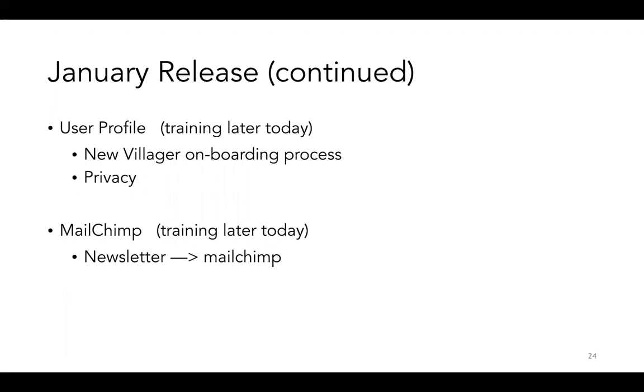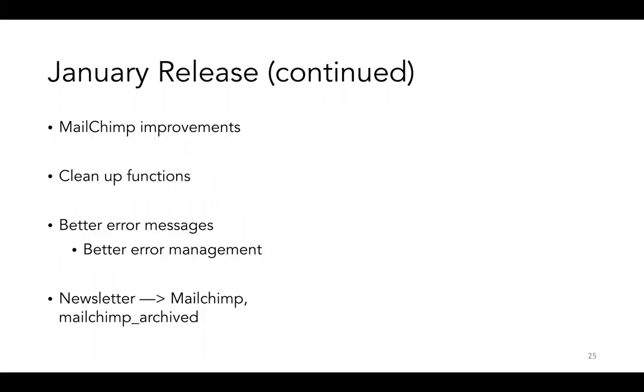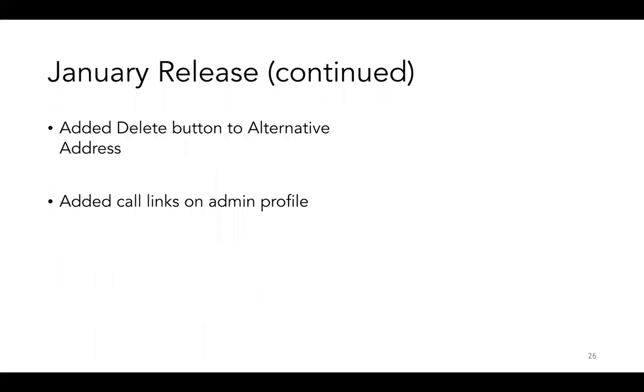More things. January release, we have the user profile and the MailChimp improvements. I'll have some documents I'm showing later today, but this will be included in January. These are other MailChimp improvements, and these are other little things we did this month.